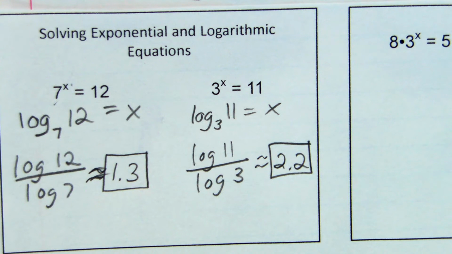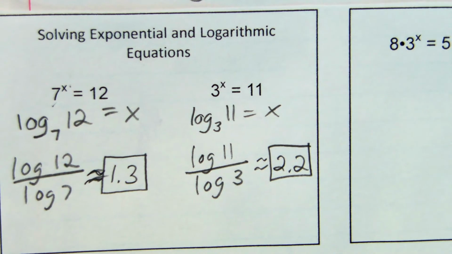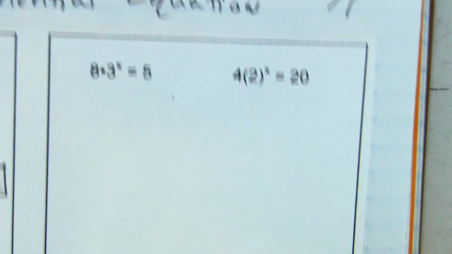And then what they'll do is they'll just add steps onto it where you have to get the part with the exponent by itself.